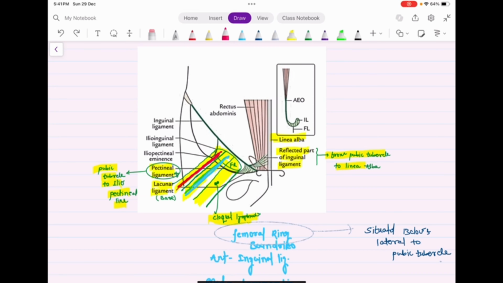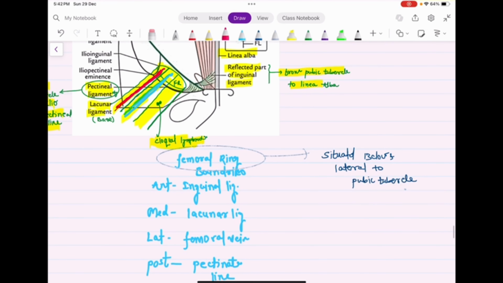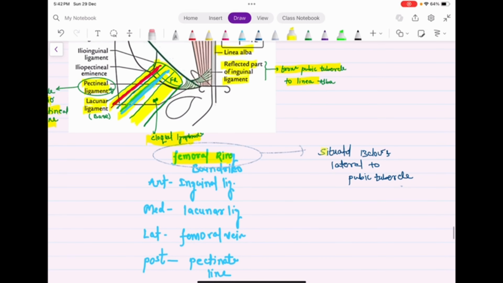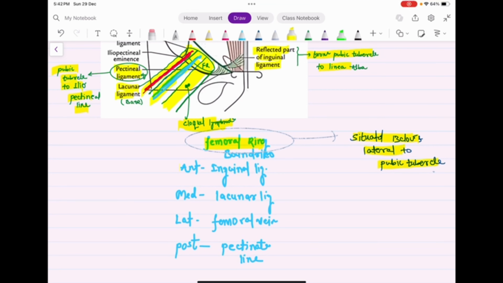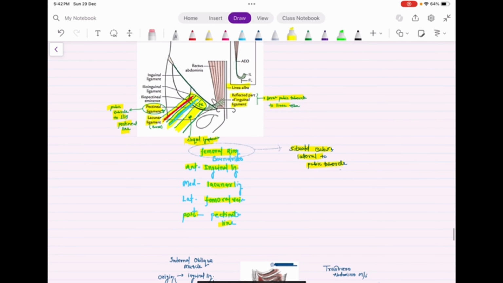Okay, femoral artery. Now, coming to one important structure, the femoral ring. The femoral ring is situated below and lateral to the pubic tubercle. It is a very important point. The boundaries of the femoral ring are: anteriorly the inguinal ligament, posteriorly the pectinate line, medially the lacunar ligament, and laterally the femoral vein. Okay, these are the boundaries of the femoral ring.